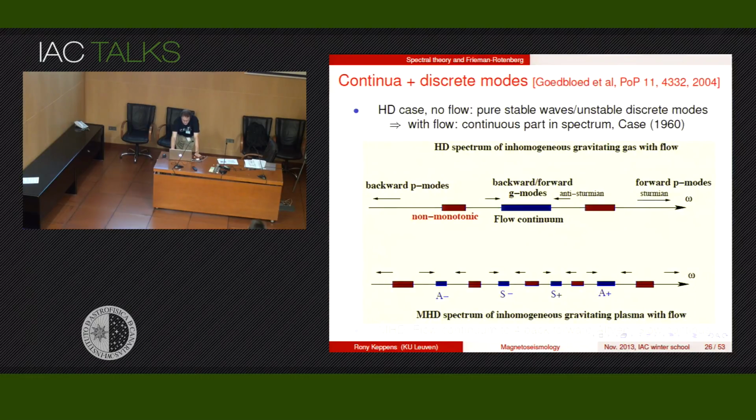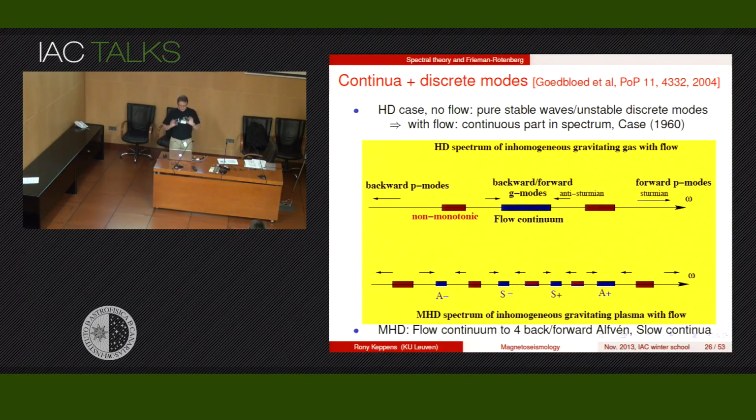This is the same thing. And now the main point is that I'm no longer going to draw these things with omega squared, but with the full omega. So, as I was also saying in the wave categorization, we have forward and backward Doppler-shifted eigenfrequencies. In the hydrodynamic case, you would have your p modes going both to plus and minus infinity. You would have a continuum known as the flow continuum, which was also discovered in the 1960s by Case. And then you have the g modes accumulating to this flow continuum.